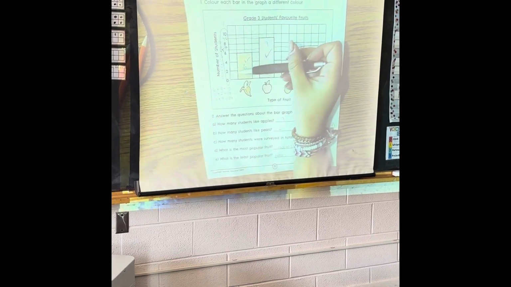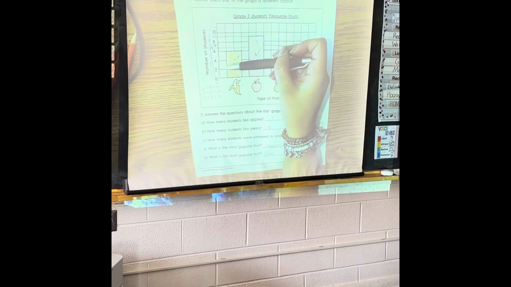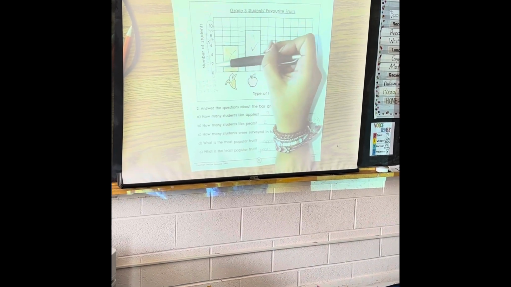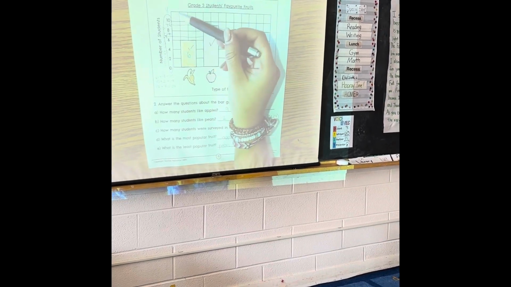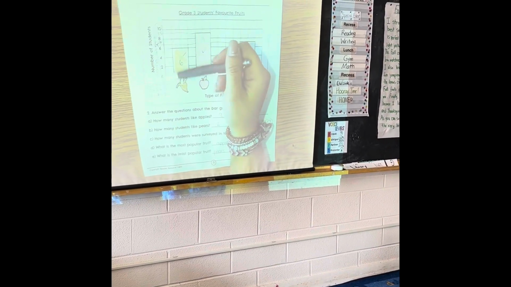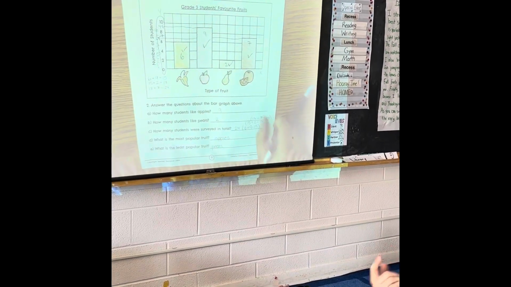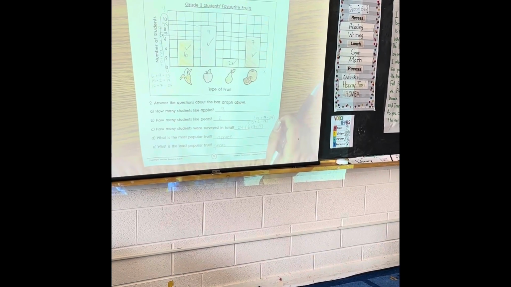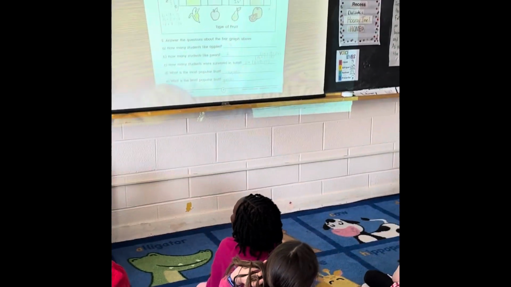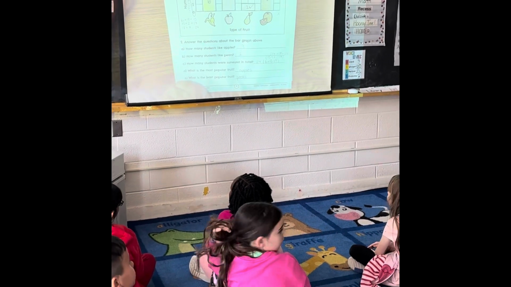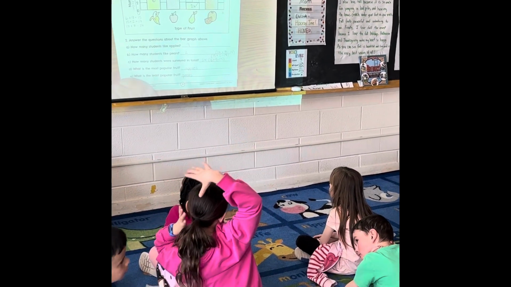And what can we notice about our scale right here? Clara. It's going up by 2s. Everything's a multiple of 2. 2, 4, 6, 8, 10. And our bar chart only goes up to 10. So what side is the scale on? Clara. The Y. The y-axis. You're right. And what did I tell you that little trick was to know it was the y-axis? It's always on the side, and then the X is always on the bottom.